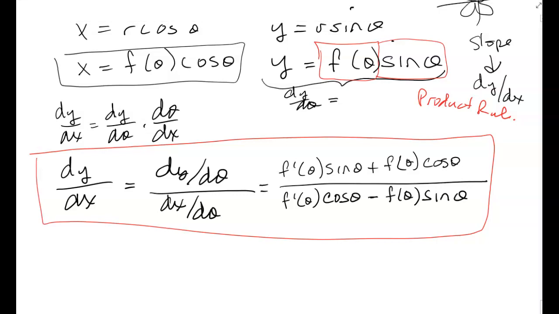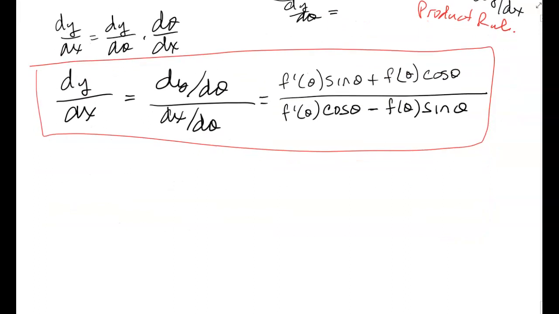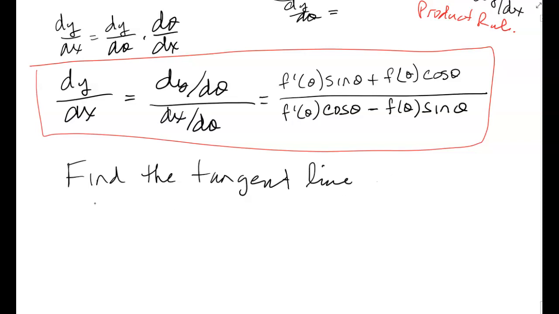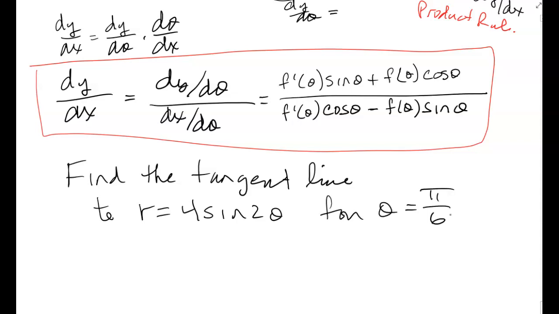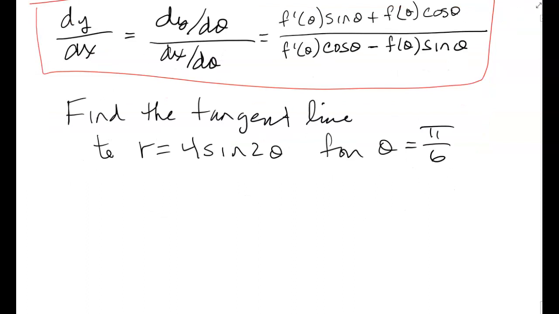So let me go back to my black ink here. Let's look at an example. Suppose I want to find the tangent line to r equals 4 sine 2 theta for theta equaling pi over 6. Well, to do that, couple things I need to work out.